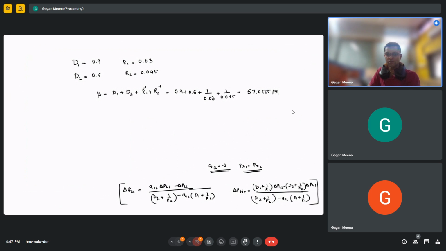So A12 is minus 1 here. That is why delta F is equal to minus delta PL1 plus delta PL2, divided by beta, which is D1 plus 1 by R1 plus D2 plus 1 by R2.